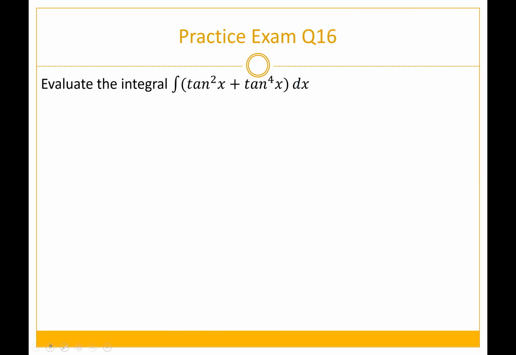Now it's question 16. Evaluate this integral, tangent square plus tangent fourth dx. So we have here tangent square x plus tangent fourth x dx. Before I get started, I just want to ask the question here. What do you think I should use here? I just want to make sure that you guys are somewhat prepared for the exam. So put whatever strategy you think I should use in this question, so that I can see what people think. Tell me what you think I should do for this question.